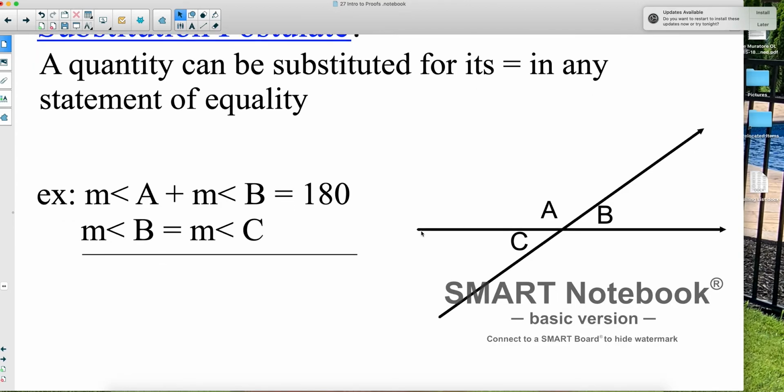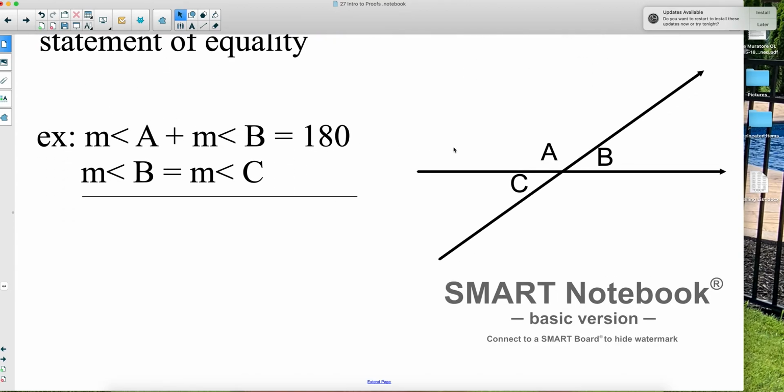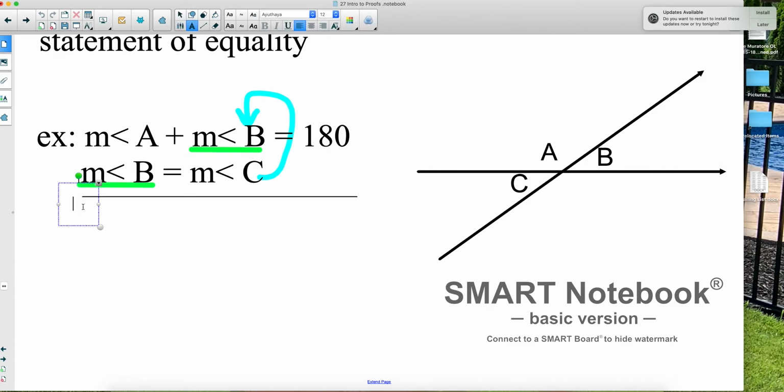So basically, take a look at what we have. A plus B equals 180, right? Here it is. They're a linear pair. Measure of angle B equals the measure of angle C. They're vertical angles. So what do I substitute? So how do you do the substitution? You look to see what is repeating. So that's the measure of angle B. Then you take out the measure of angle B and you substitute in its equal, which is the measure of angle C. So now this reads the measure of angle A plus measure of angle C equals 180.